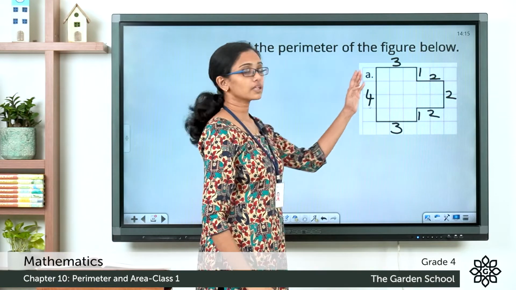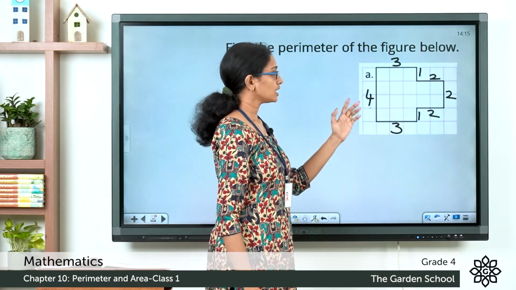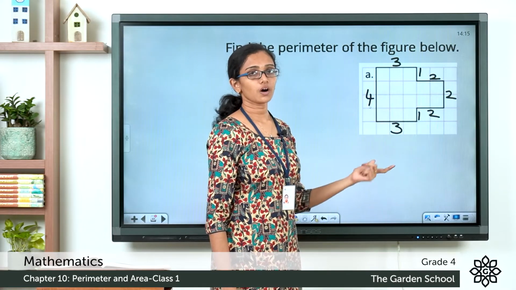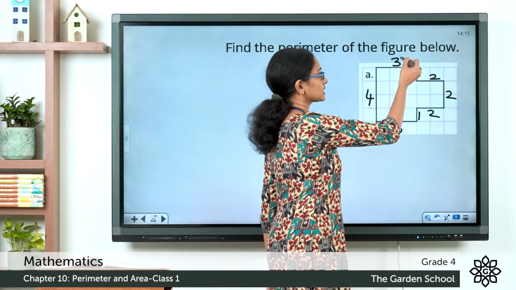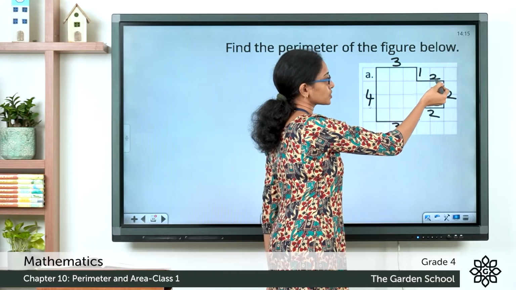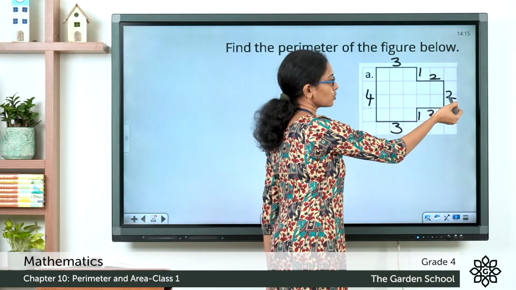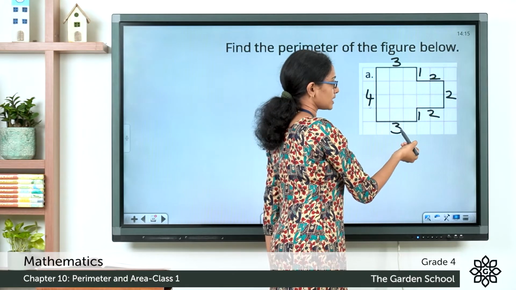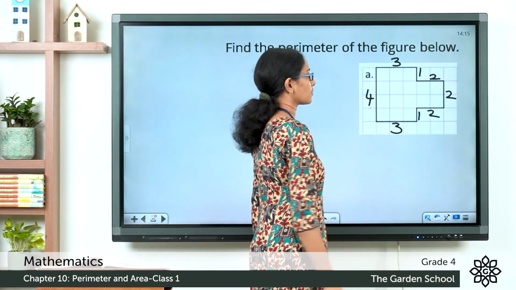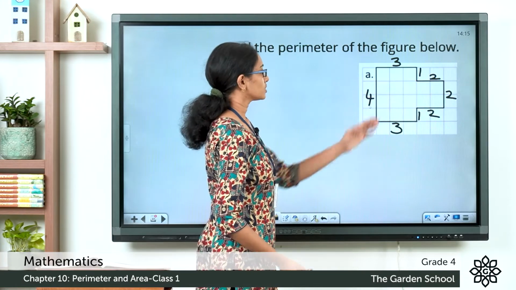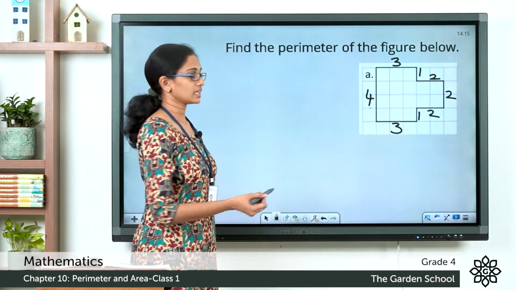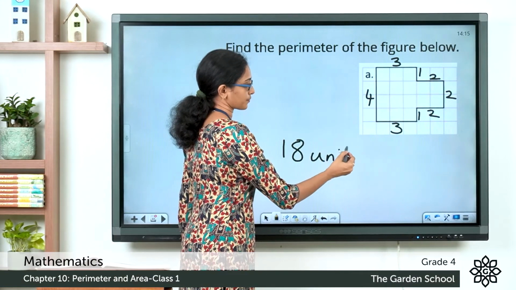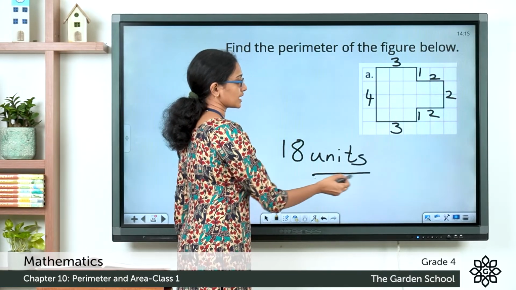So now that we have the lengths of all the sides of this figure, let's add up all these lengths to get the perimeter of this figure. So it would be 3 plus 1, 4, 4 plus 2, 6, 6 plus 2, 8, 8 plus 2, 10, 10 plus 1, 11, plus 3, 14, 14 plus 4, 18. So the perimeter of this figure is equal to 18 units. So I hope this is clear to you.